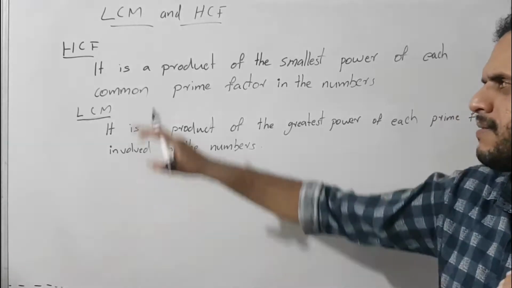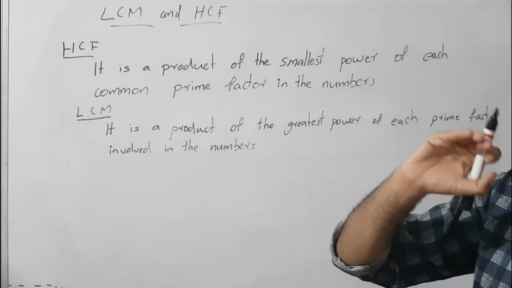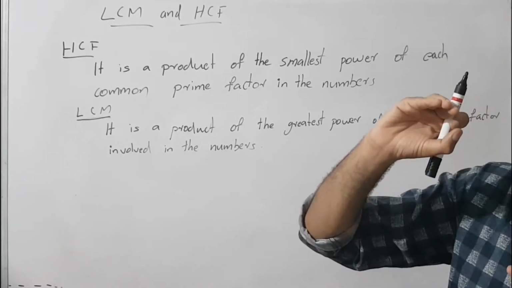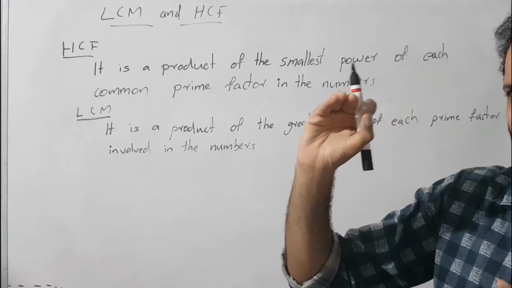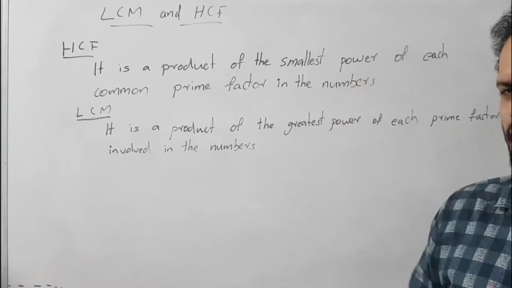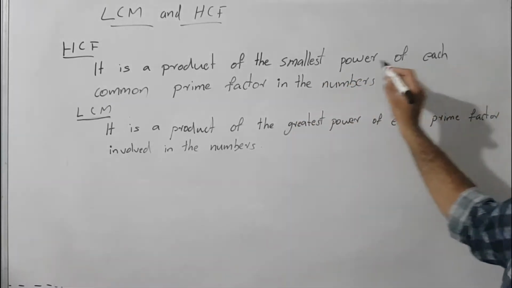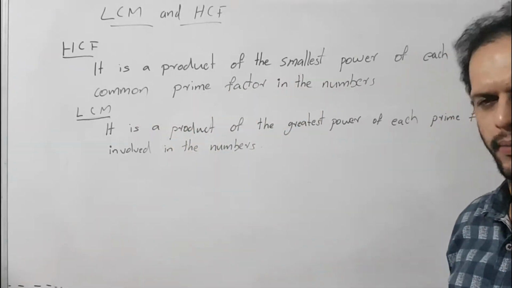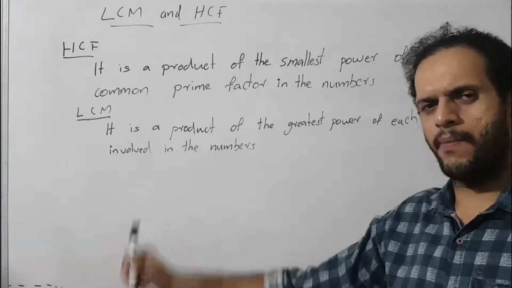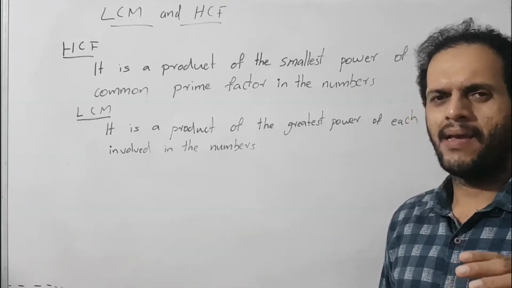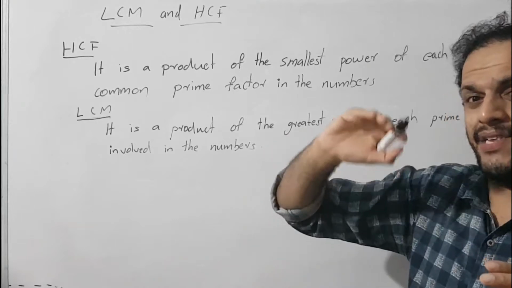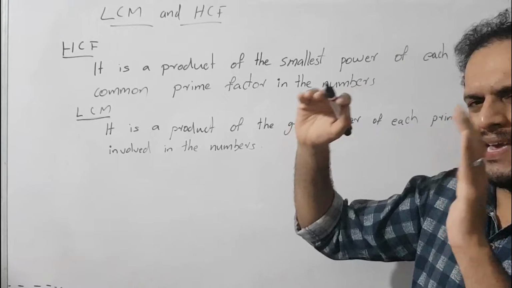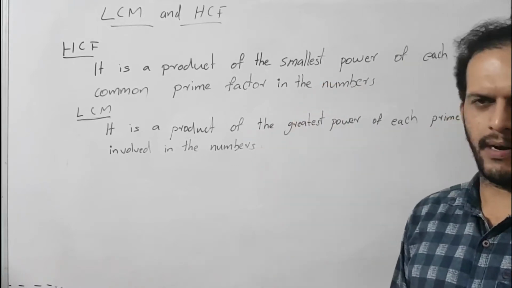Is it clear? What does HCF mean? HCF is a product of the smallest powers of each common prime factor. That is important: the prime factor should be common. But in the case of LCM, which do we multiply? The greatest power of the prime factors involved in the numbers. That is the difference. Okay?